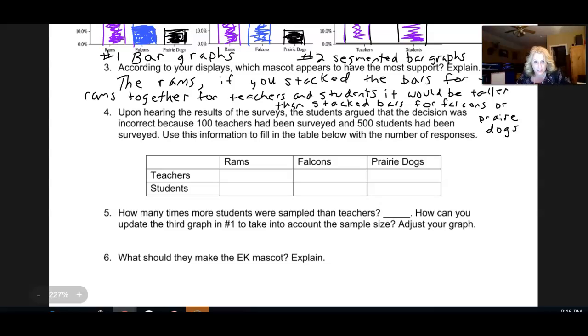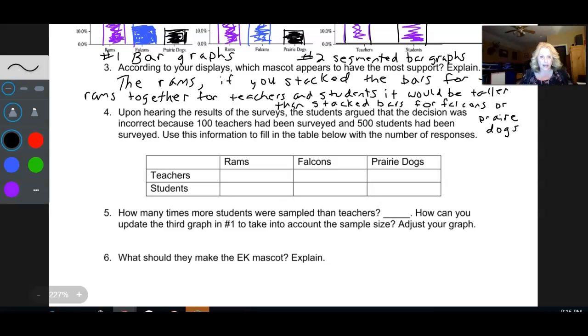Okay? So upon hearing the results, the students argued that the decision was incorrect because 100 teachers had been surveyed and 500 students had been surveyed. So if we use this information to fill in the table below with a number of responses, let's think about this. So we had 100 teachers. So let's start with 100 teachers, okay?